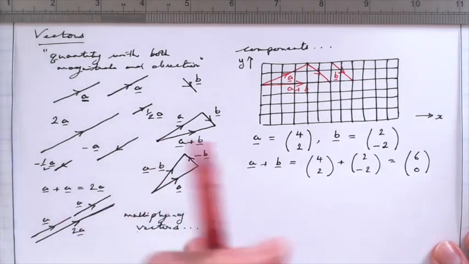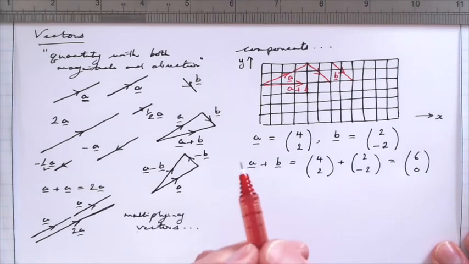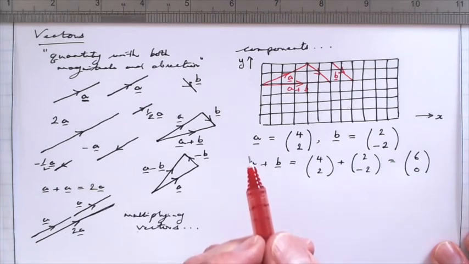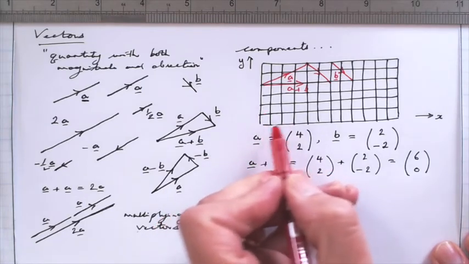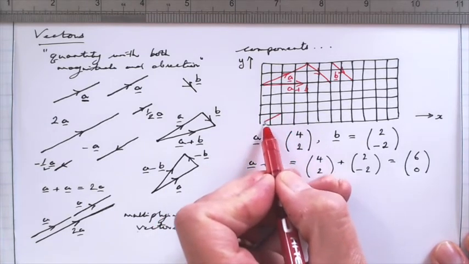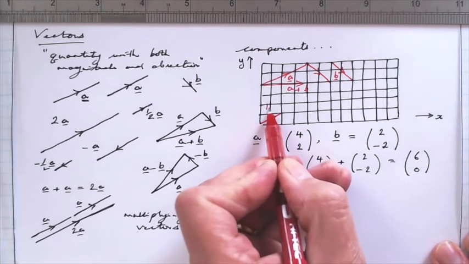Similarly, we could look at a vector, let's see, we could have a vector half times A. There's the vector half A.